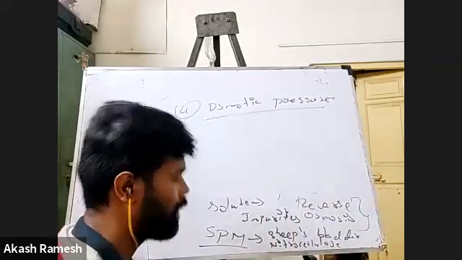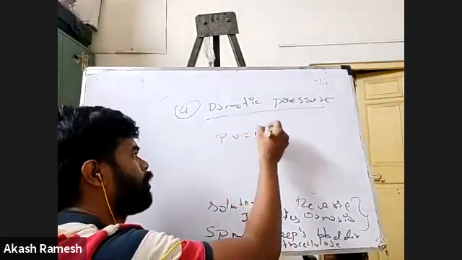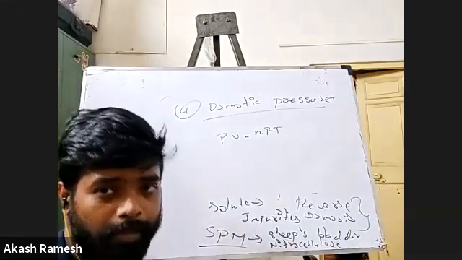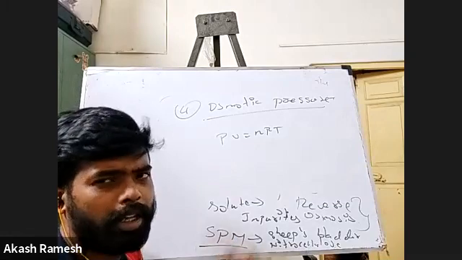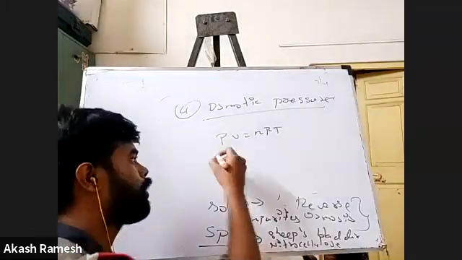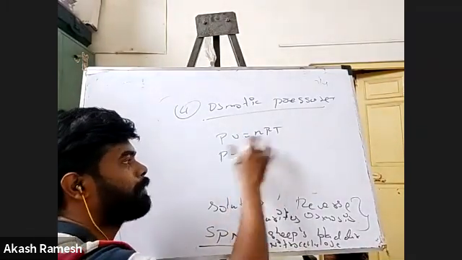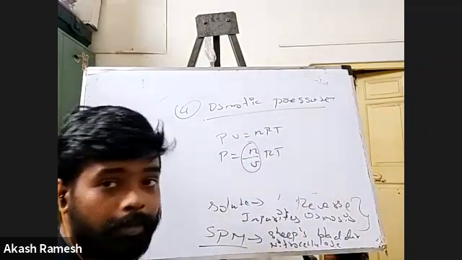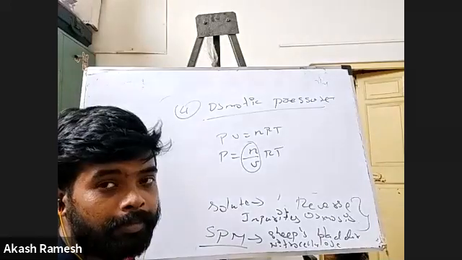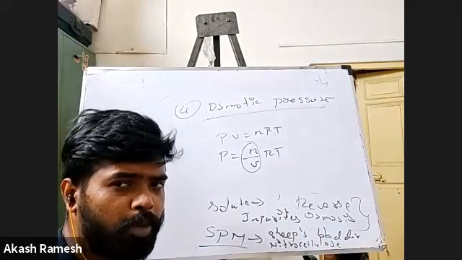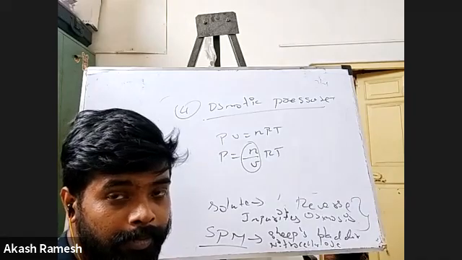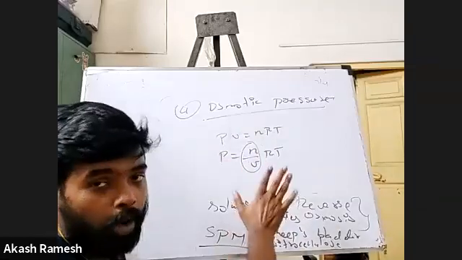I am just going to use PV = nRT. This we have already studied in your 11th class, the ideal gas equation. Not exactly, but anyway, we can take it. So I keep P this side, and I write n by V times RT. What is this n by V? Number of moles per volume is what? Molarity.